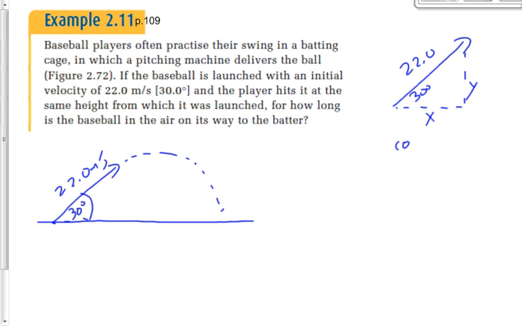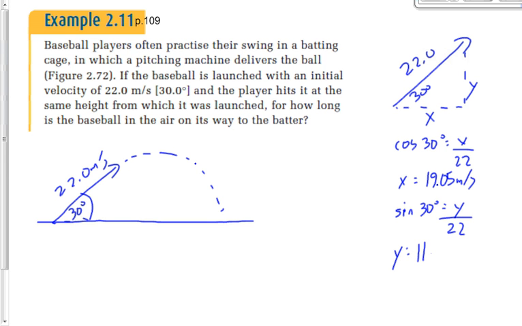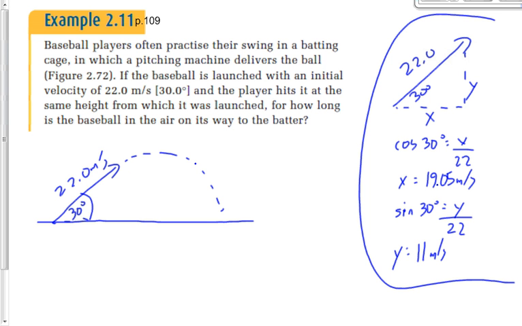We're going to say cosine 30 degrees is equal to adjacent over hypotenuse. This side of the room is going to find that one. And we're going to say sine 30 degrees is equal to opposite over hypotenuse. This side of the room is going to find that one. 19.05, thank you. And this one's going to be 11, right? Okay. Got my little aside done.